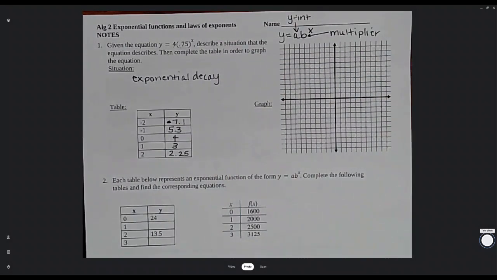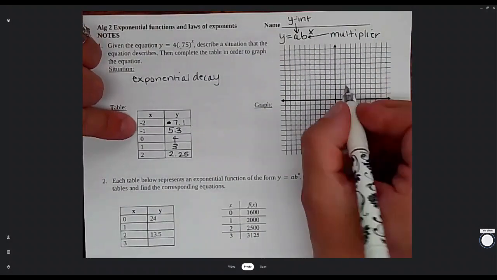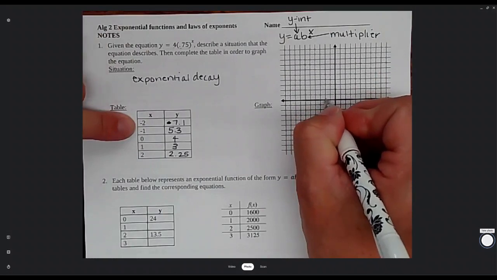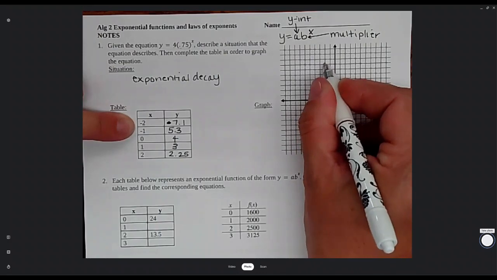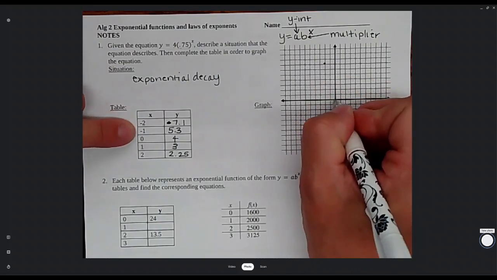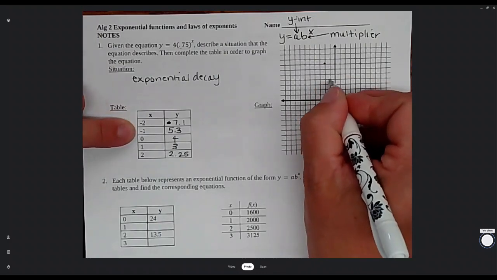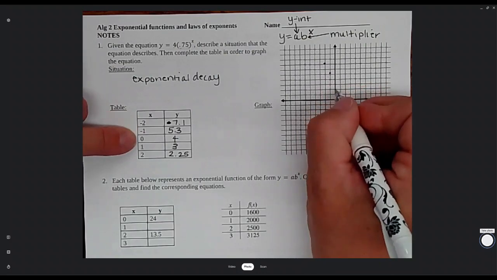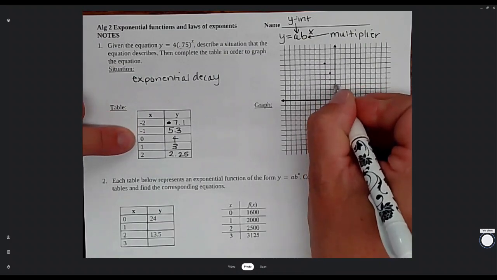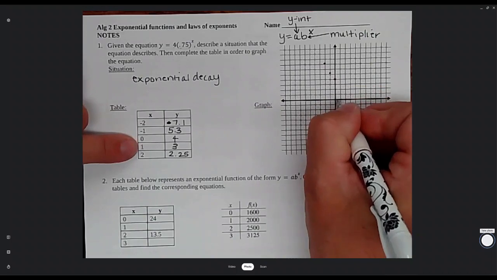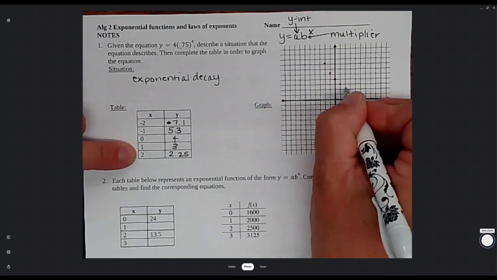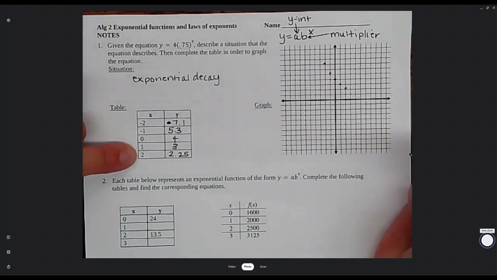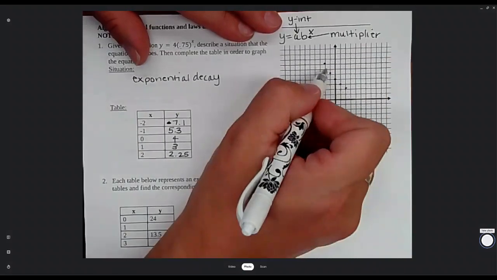All right, so now we're going to plot these points. Negative 2 and 1, 2, 3, 4, 5, 6, 7, a little bit above. Negative 1, 1, 2, 3, 4, 5, a little bit above for the 5.3. 0, 4. 1, 3. And 2, 2.25. So you can see that this is not linear. It's actually starting to curve a little bit, which is what should happen.